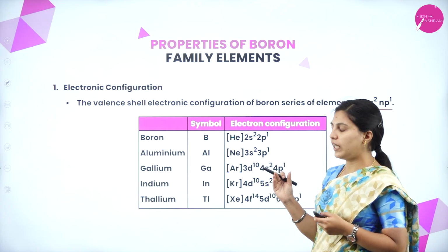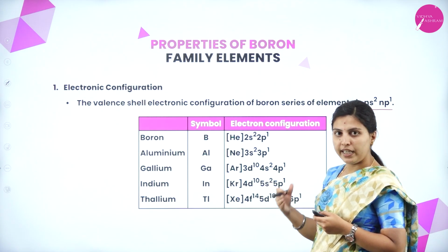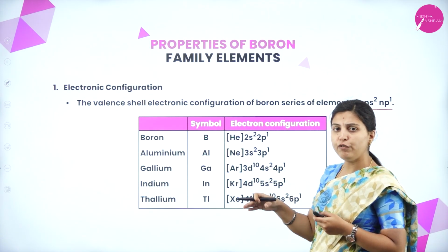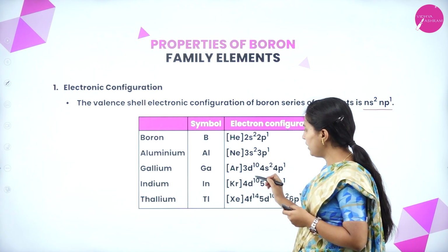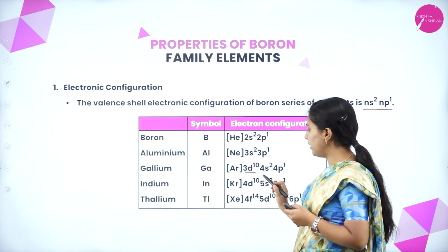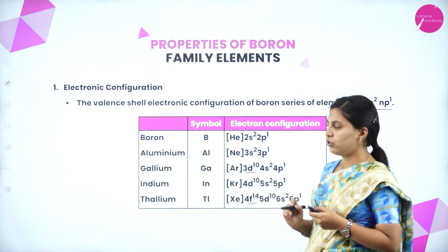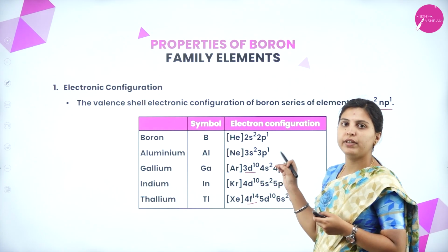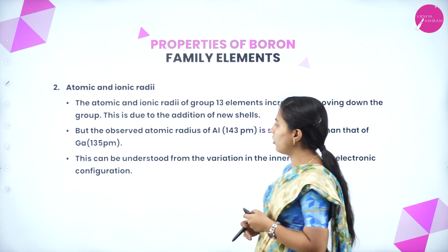We have told that while going to the higher atomic number elements, there is an influence of d and f electrons. See here, moving down the elements, here d electrons will come, here f electrons will be present. So the influence of d and f block elements will be present. Next, atomic and ionic radii.